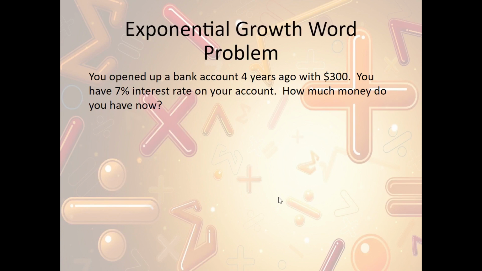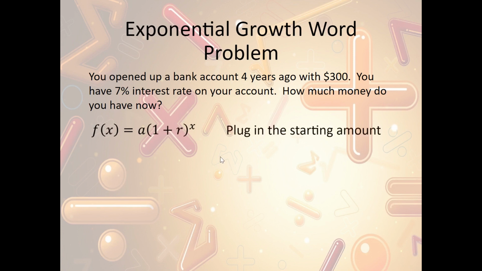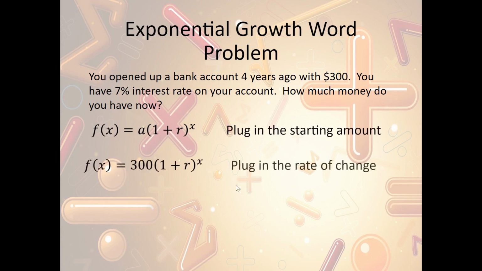Let's look at another example. So it says we opened up a bank account 4 years ago with $300. You have a 7% interest rate on your account. How much money do you have now? So again, we're going to start with our exponential growth formula. So we're going to plug in the starting amount. Our starting amount was $300. So we plug that in for a. Then we're going to plug in our rate of change for r. It says we're going up by 7%.